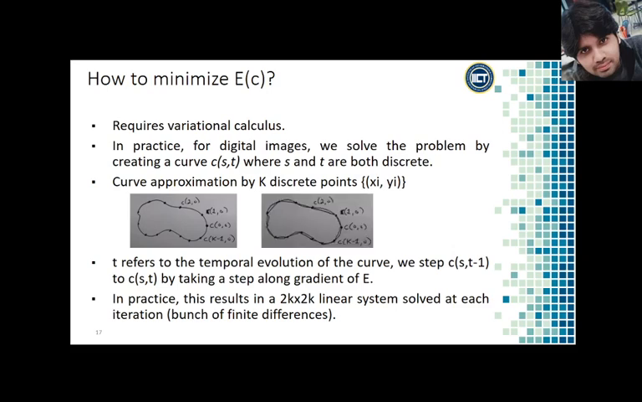Now note that, taking this into account, we have to match the curve with respect to the points s equals 0 to k minus 1 at each time step with respect to the gradient. In practice, this results in a 2k by 2k linear system solved at each iteration, that is a bunch of finite differences. So the curve inches along the boundary until the points around the parameter stop changing. So lots of bookkeeping behind the scenes.